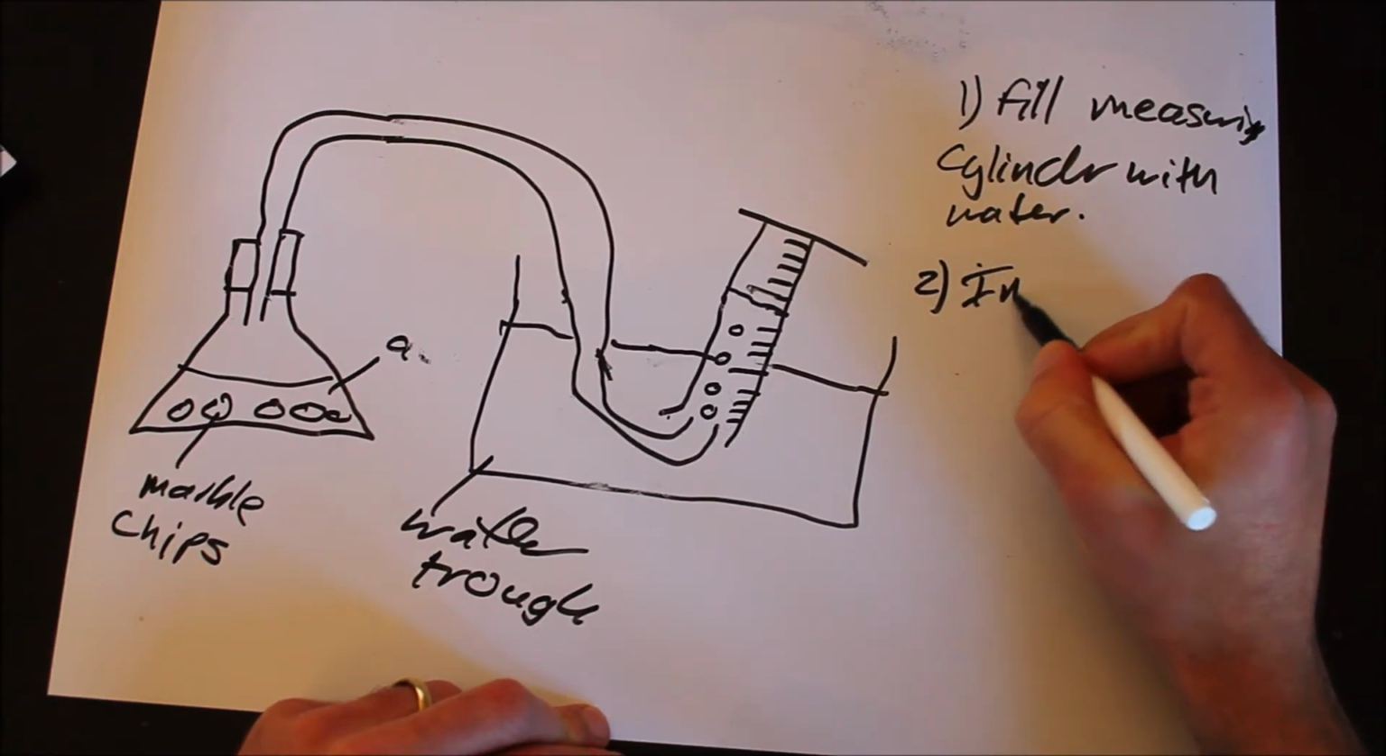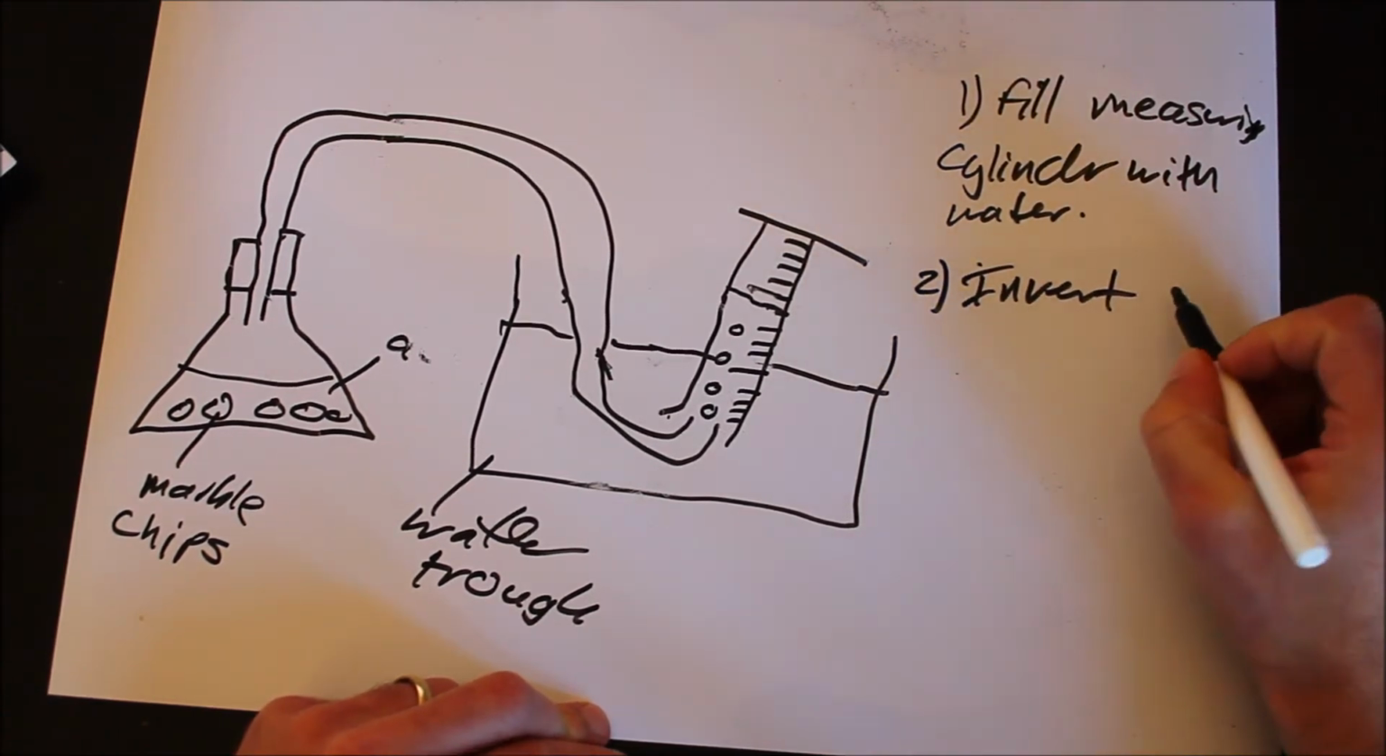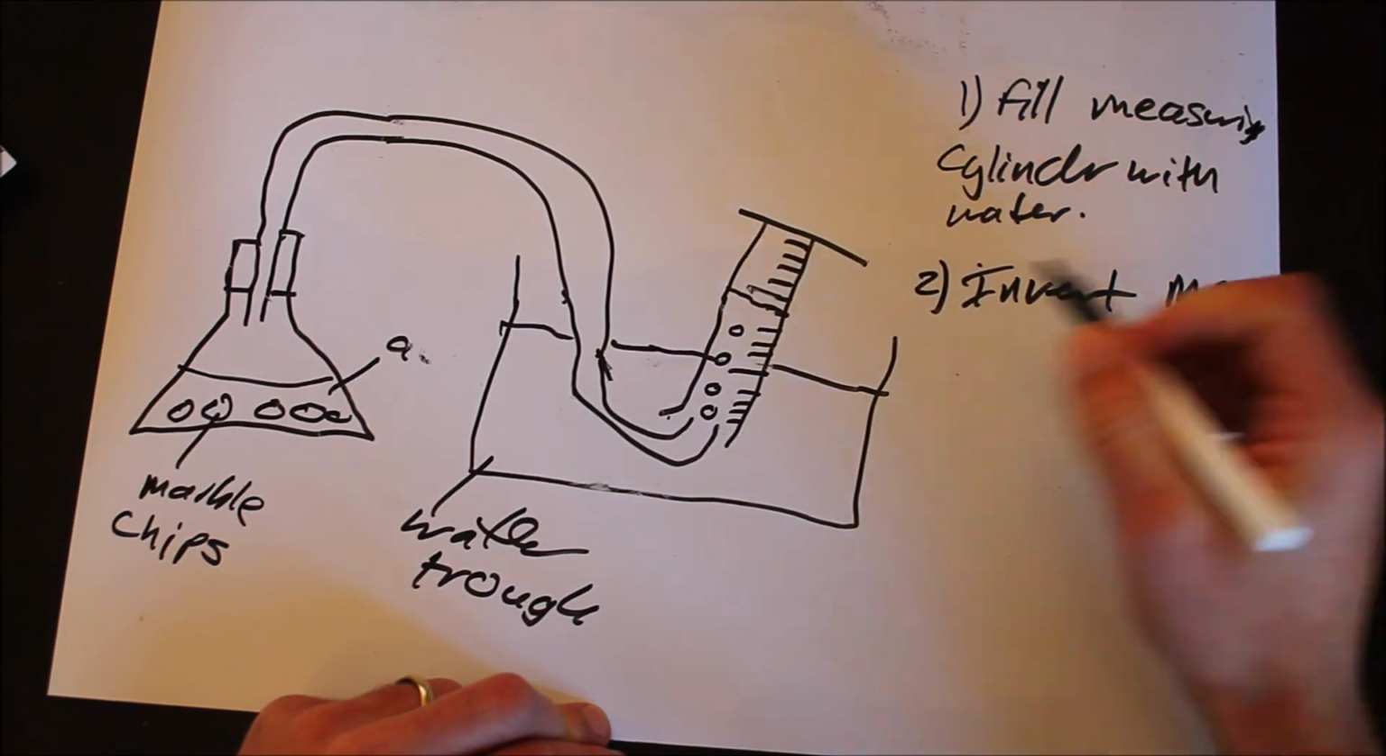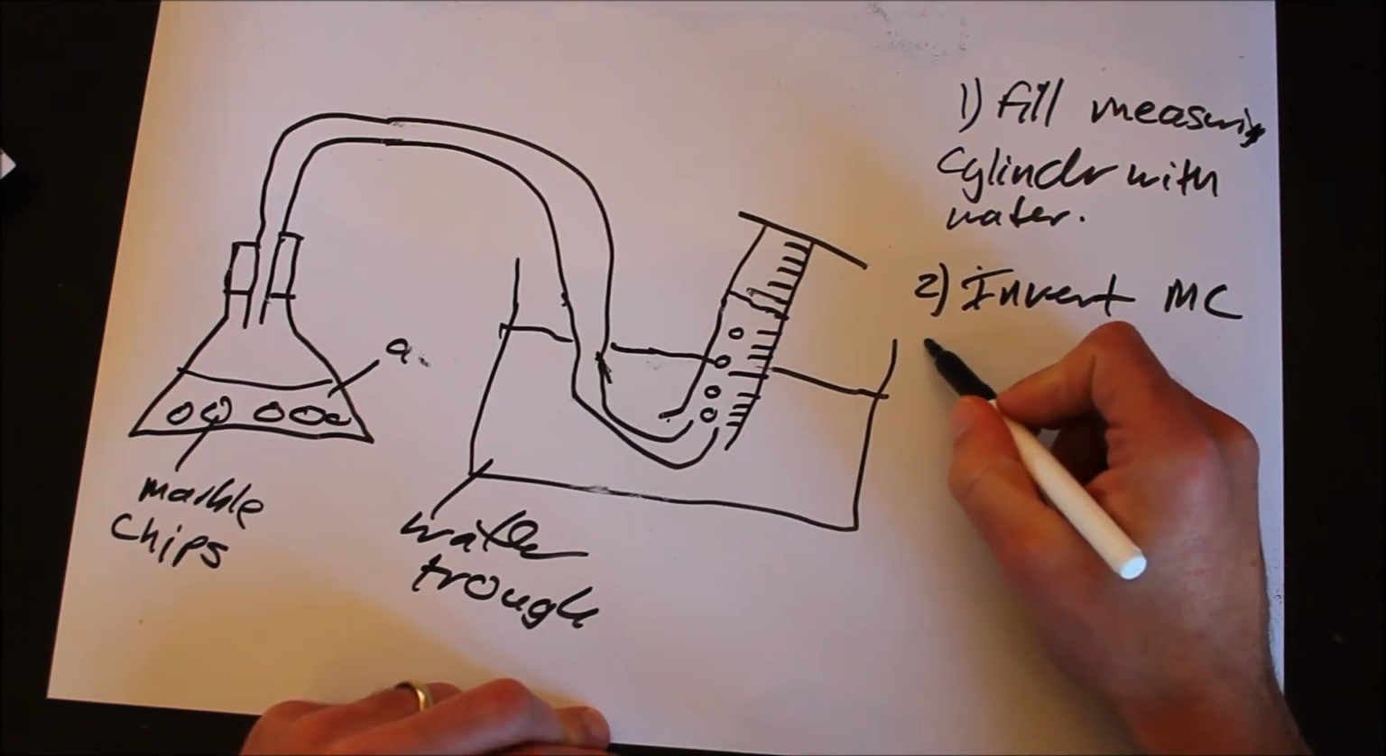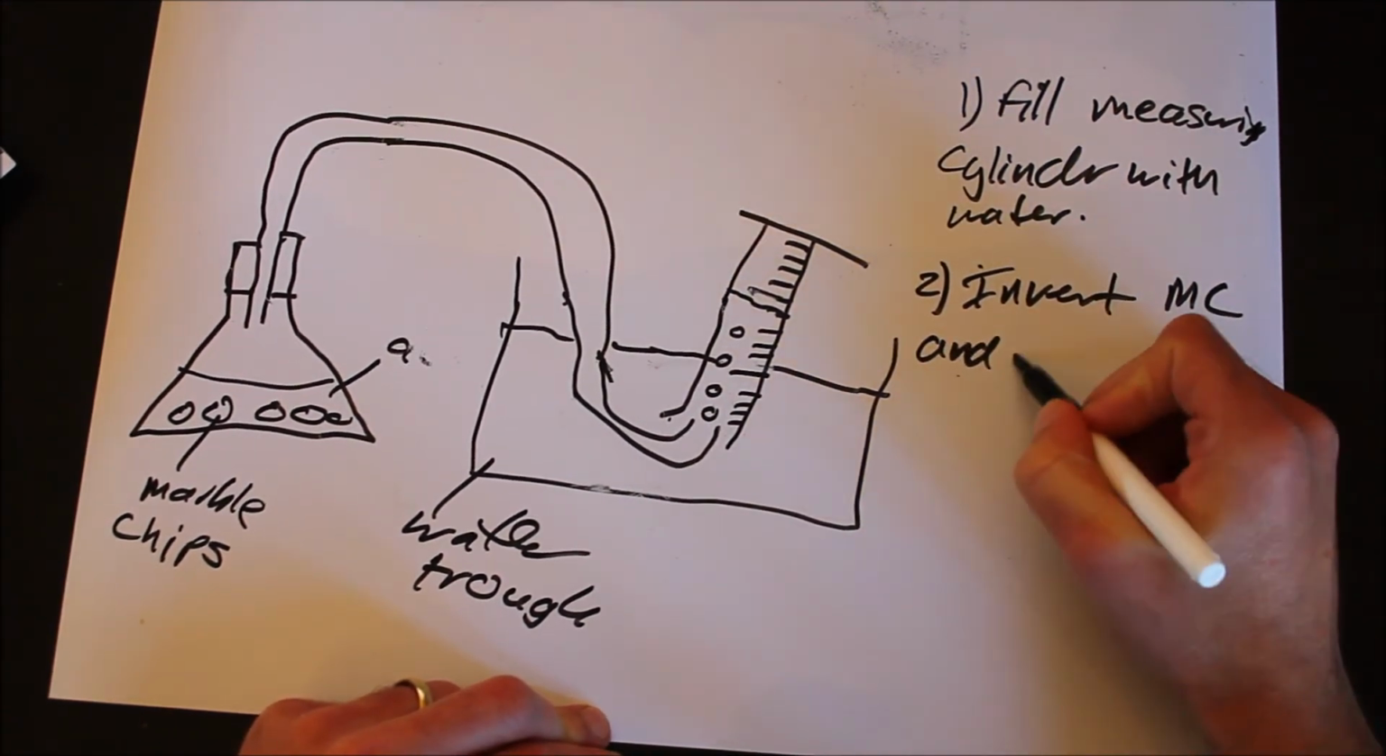You have to do that very quickly and very carefully to try not to lose so much of this water. So, fancy word, invert it. I'm going to put measuring cylinder as MC and place underwater.